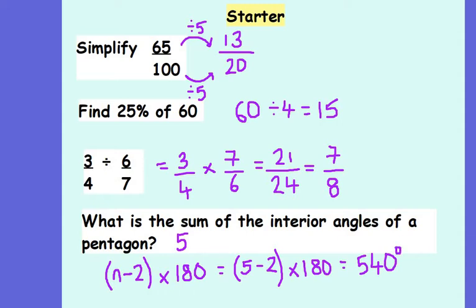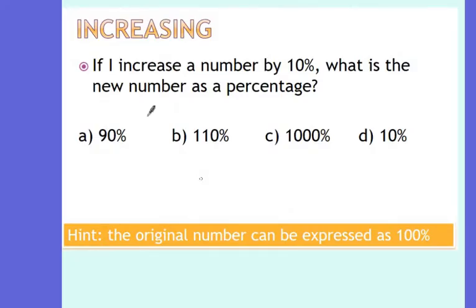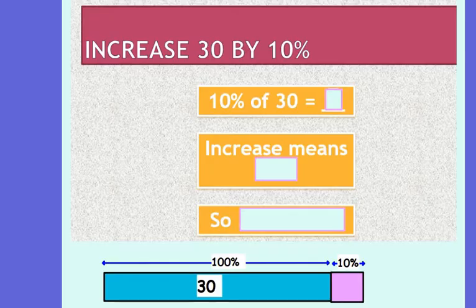Cool, let's go into today's lesson. A quick recap. If I'm increasing a number by 10%, what is my new number as a percentage? What percentage of my number do I have now if I've increased it by 10%? Pause the video, have a little think, write down your answer in your light blue book. Great, the answer I was looking for is B, 110%. I've got 100% of my number, I'm adding on 10%, that leaves me with 110%.